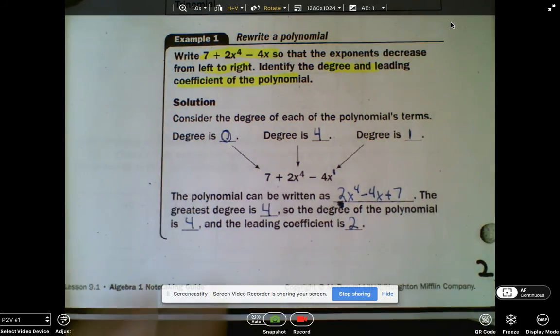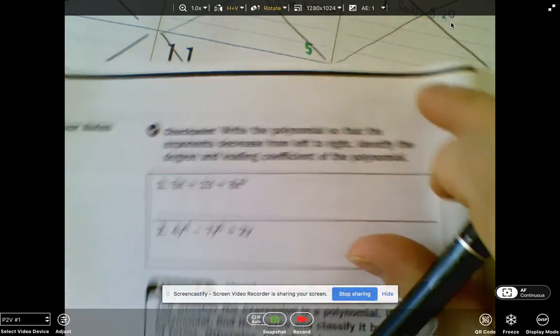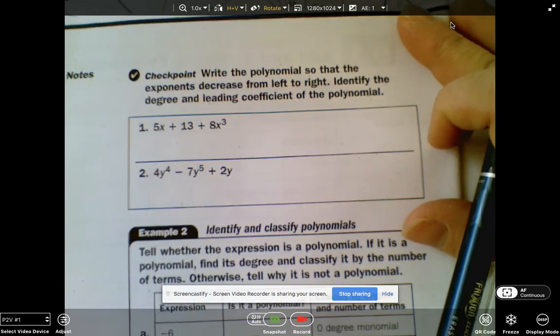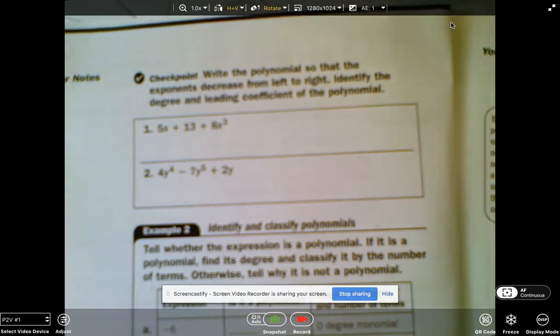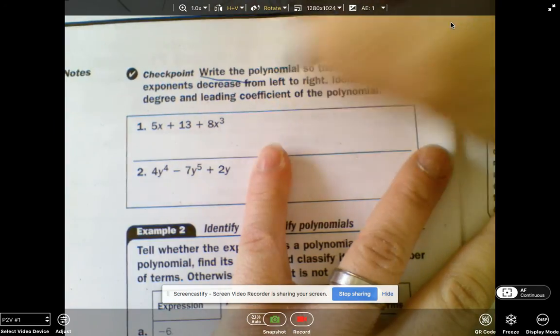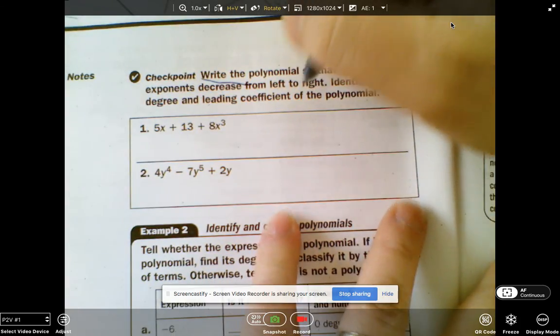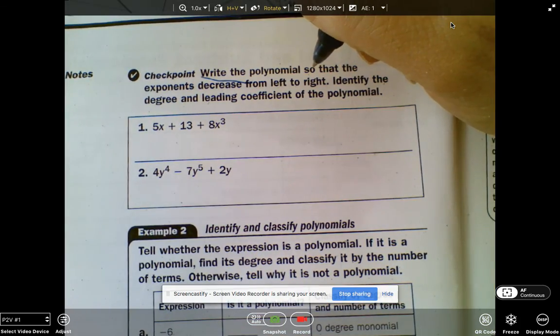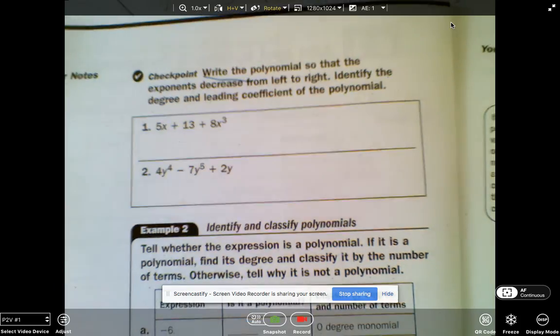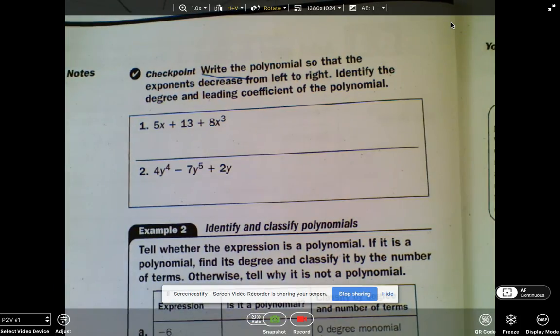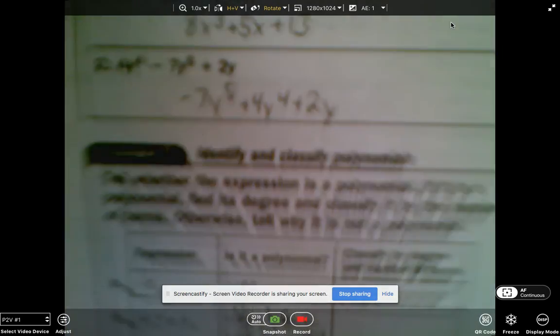All right, so let's turn the page here. Let's see if you can do the same thing. We'll pause the video and give you a chance to do this checkpoint for 1 and 2 and write the polynomial so that they are going from greatest degree to least degree. All right, so if you did that correctly, you should have got these 2 answers.